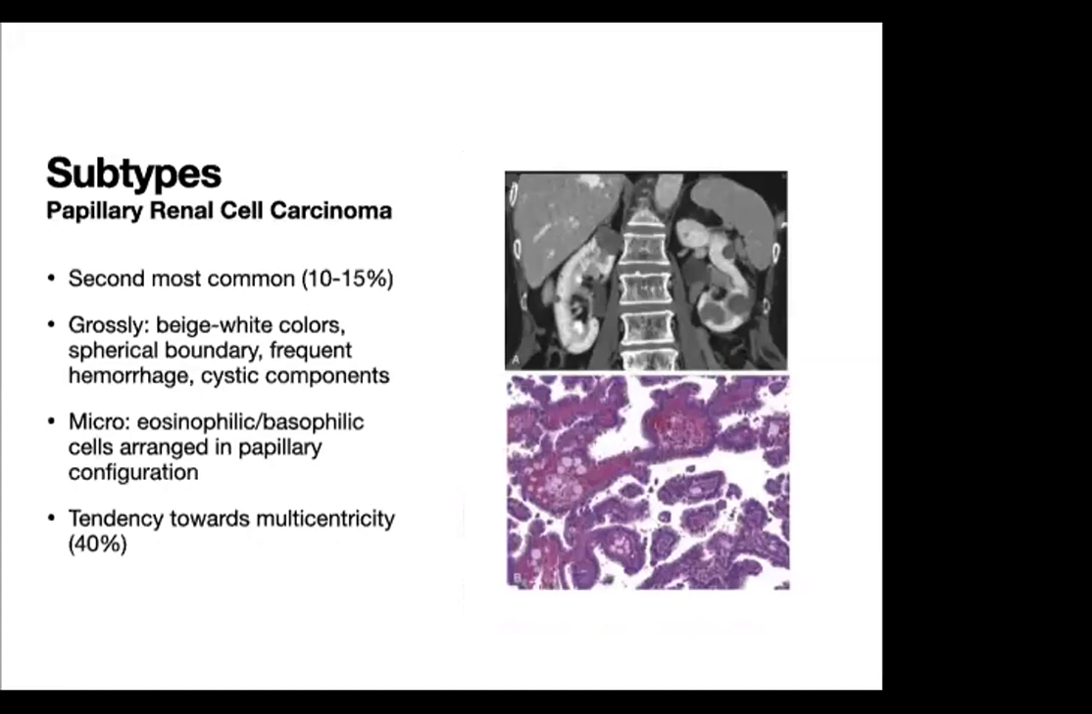Now, your next subtype is your papillary renal cell carcinoma. It is the second most common, which occurs in 10 to 15% of malignant renal tumors. And grossly, it looks beige-white in color, spherical boundary, frequent hemorrhage, and cystic components. Microscopically, it has eosinophilic or basophilic cells arranged in a papillary configuration. It has a tendency towards multicentricity, which occurs in 40% of cases.